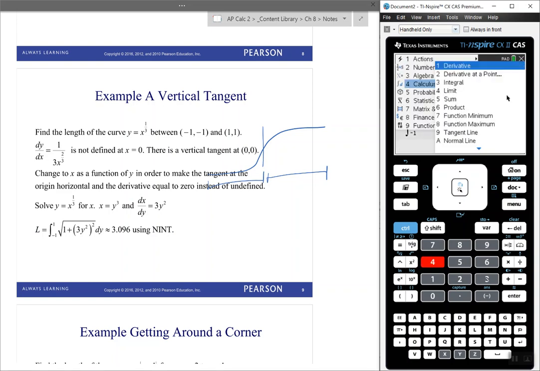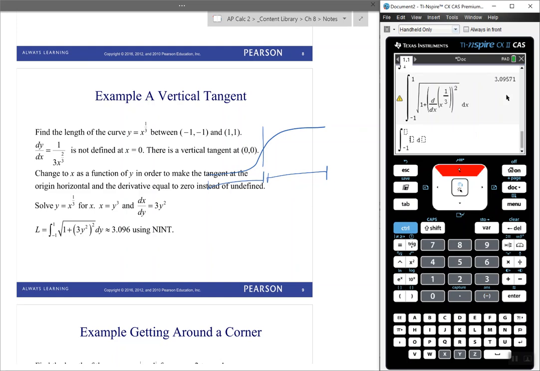So we'll just show that really, really quickly here. I knew I said I wasn't going to spend a lot of time on this, so let's do that really, really quickly here. The square root of 1 plus the derivative with respect to y of y cubed quantity squared dy. So now it gives us that answer without the exclamation point.